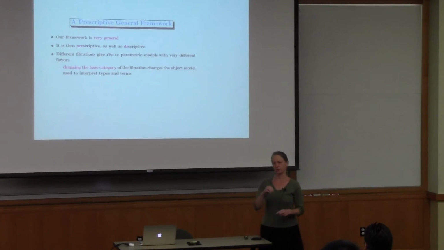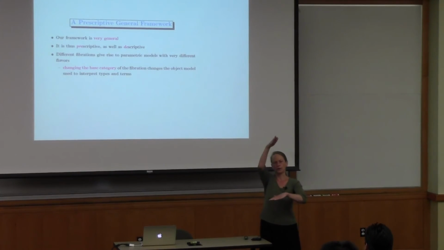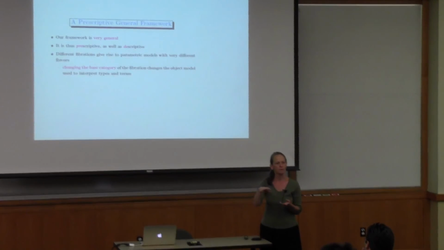So you've got your fibration, and you've got your base category and your total category and your functor between them. If you change the base category, you're changing your object interpretations of system F. So you're saying, all right, I want to interpret system F in a realizability model, in a PER model, in something other than set-like things, or even just some Cartesian closed category.